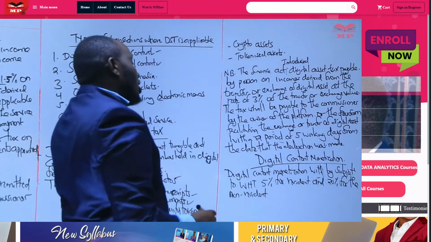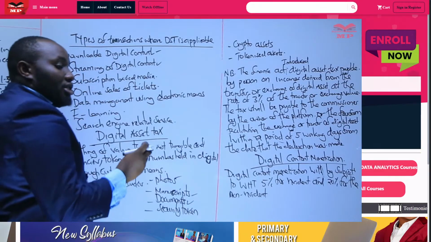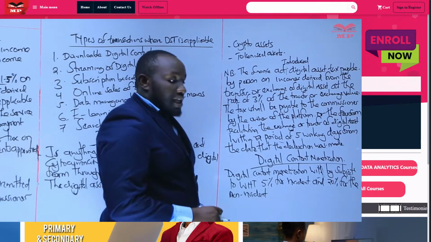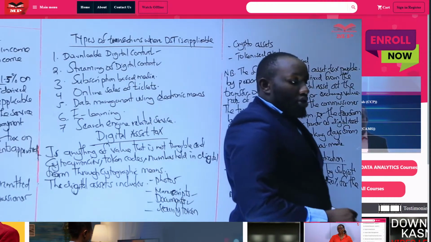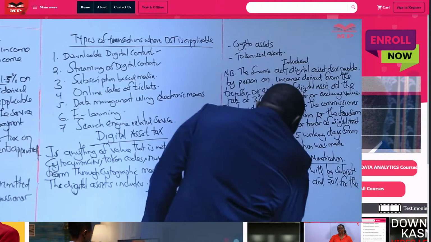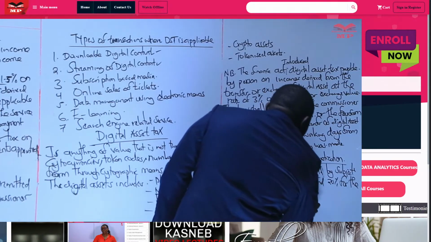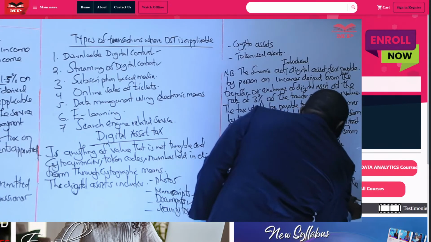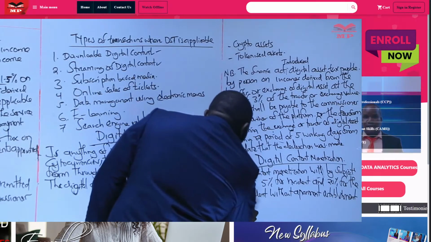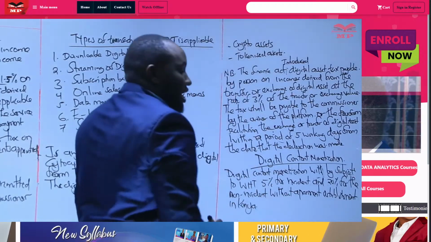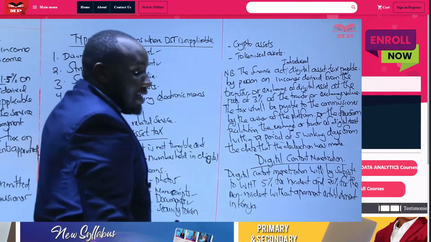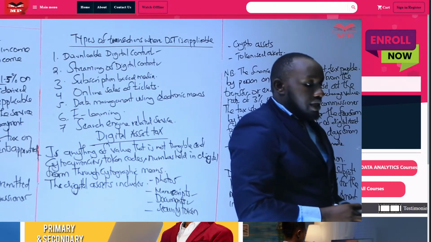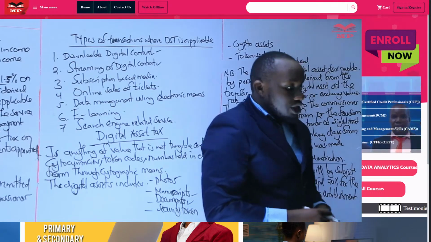So we're saying that when you talk about digital content monetization, this will be subjected to a withholding tax of 5% for the resident, and 20% for the non-resident without a permanent establishment in Kenya. So what is digital content monetization?